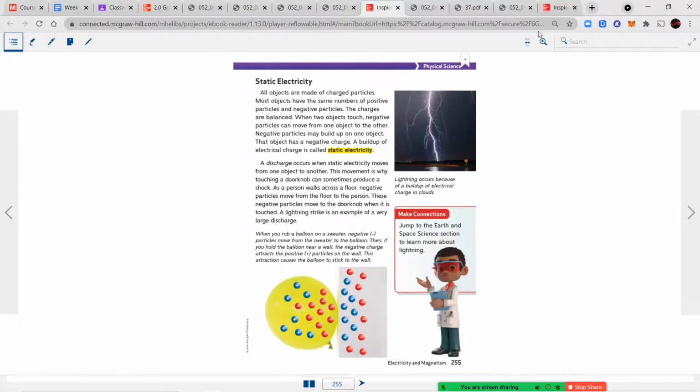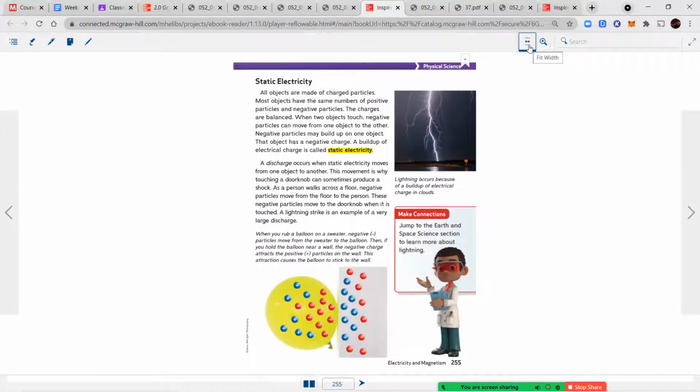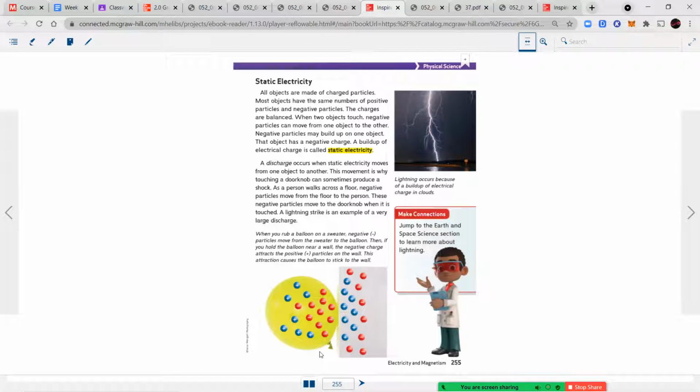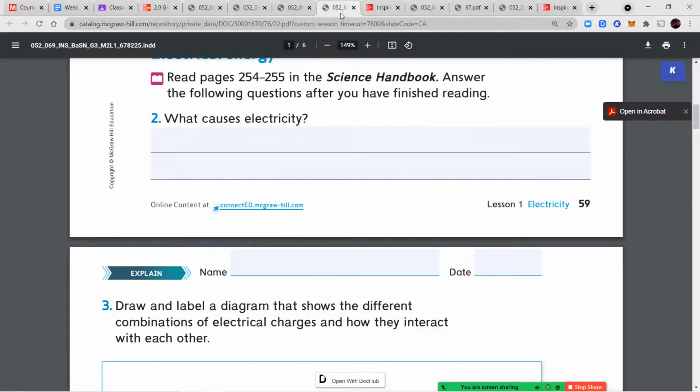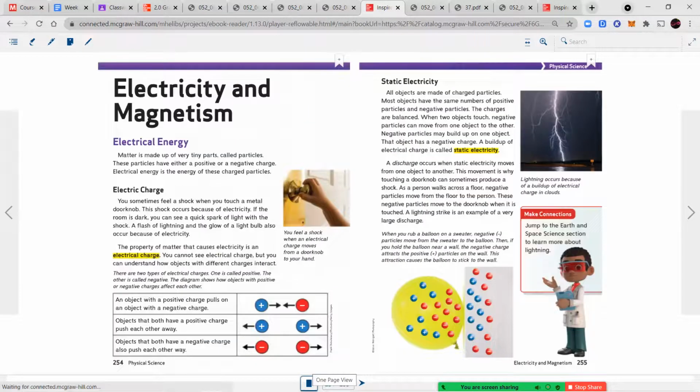Let's open up our book. Static electricity. Electricity and magnetism. Electrical energy. Matter is made up of very tiny parts called particles. These particles have either a positive or a negative charge. Electrical energy is the energy of these charged particles.